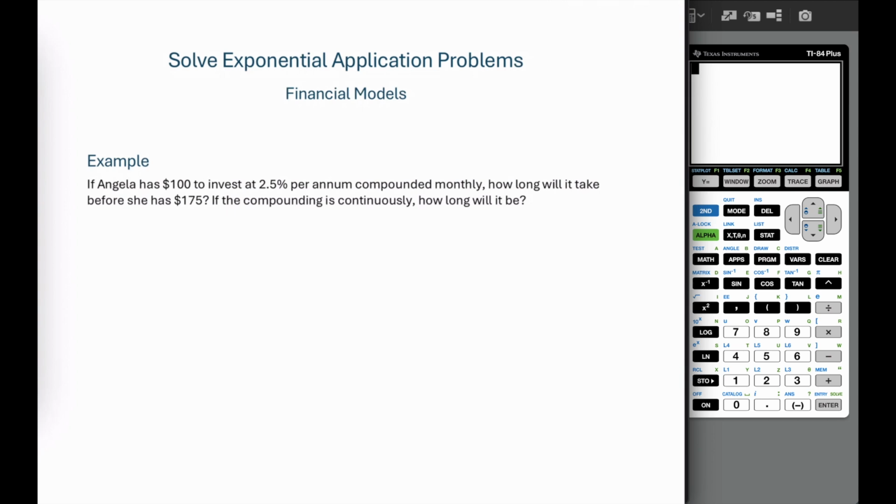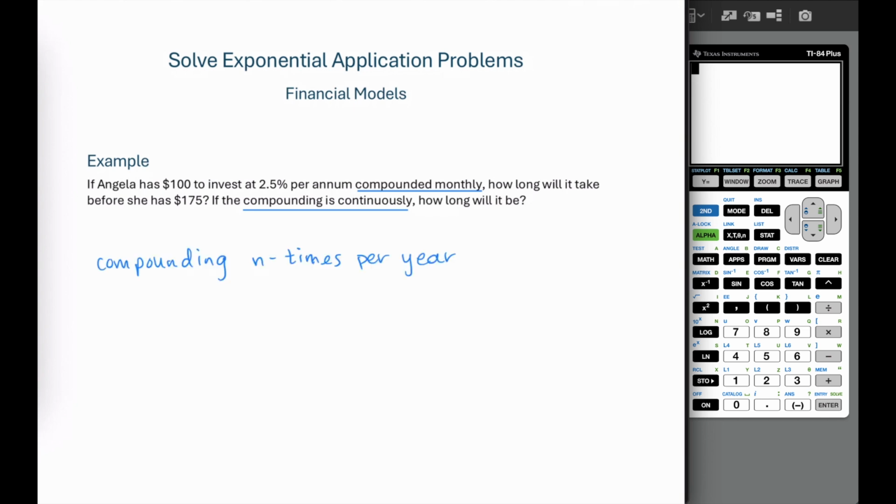If Angela has $100 to invest at 2.5% per annum, compounded monthly, how long will it take before she has $175? If the compounding is continuous, how long will it be? So we have two separate questions, one where the interest in the account compounds monthly, and the other where it compounds continuously. And in these two scenarios, we're going to be using two different formulas for compounding interest.